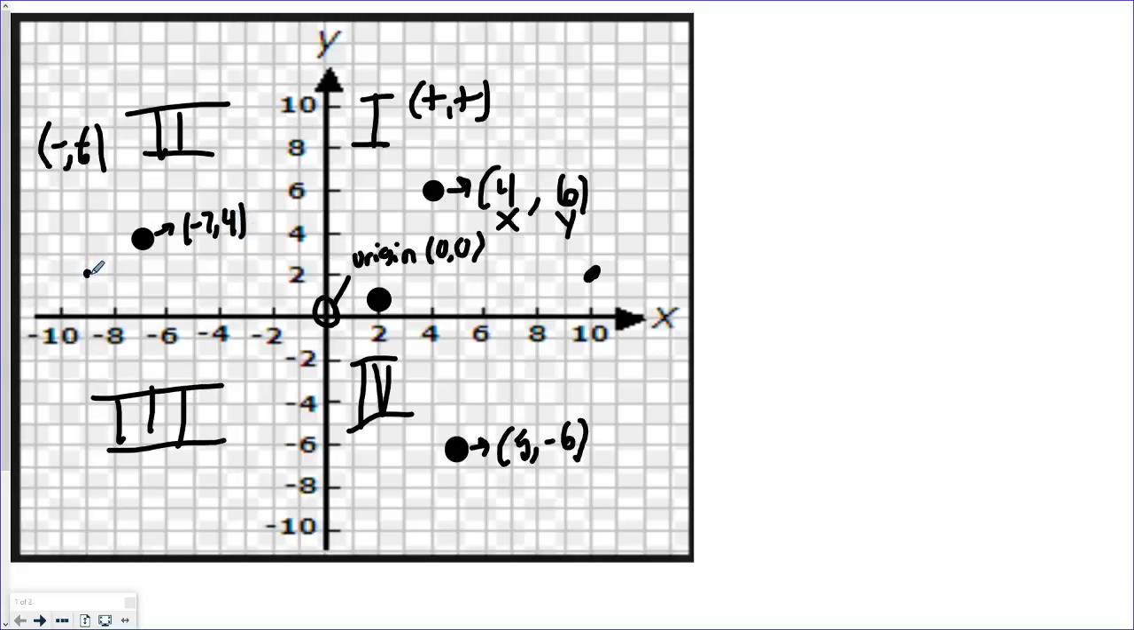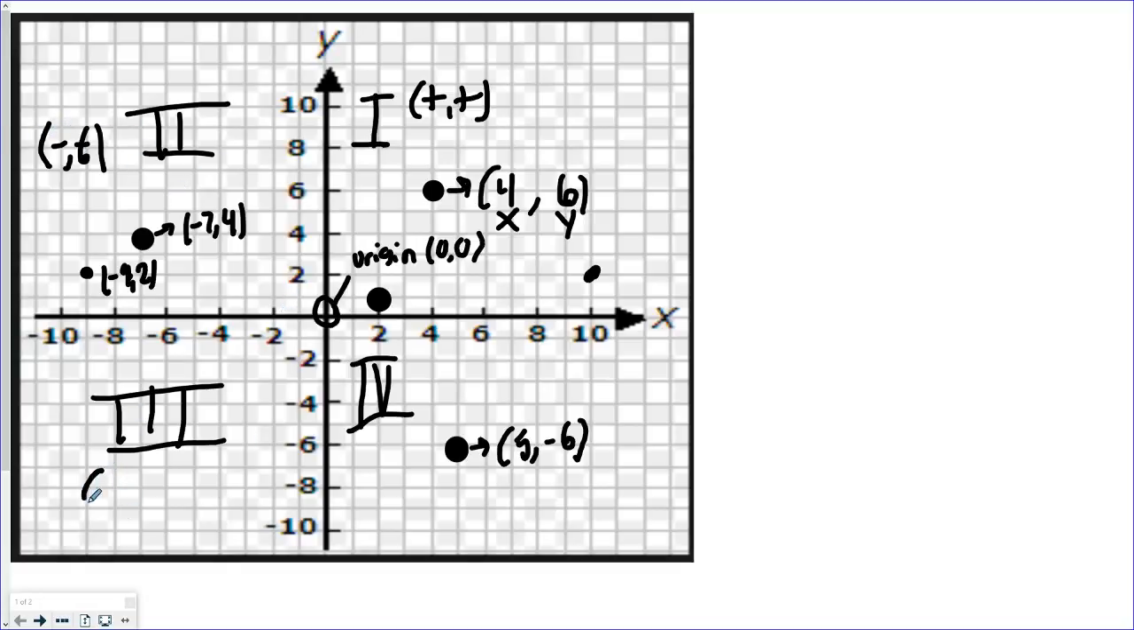So this point right here would be negative 9, 2. So this would be negative 9, 2. And you also label your points with the parentheses and the comma in between them. It's again a convention to do that. So every point in quadrant 2 is going to be negative, positive.